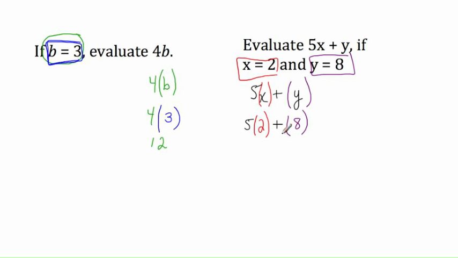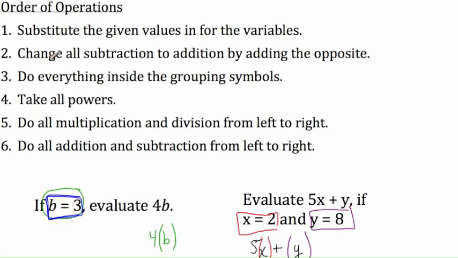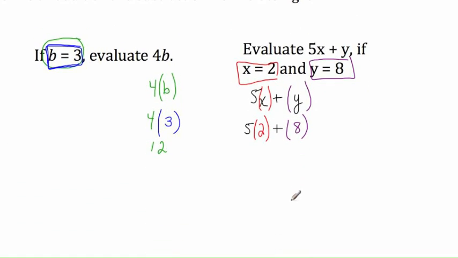There's no subtraction to change to addition, as step 2 tells us to do. Nothing to do inside grouping symbols, no powers. The next thing we'll need to do is step 5. Do all multiplication and division from left to right. Notice that we have multiplication, 5 times 2. So when I simplify 5 times 2, I get 10. Bring everything else straight down.